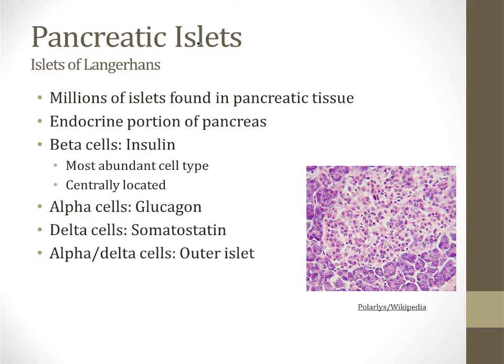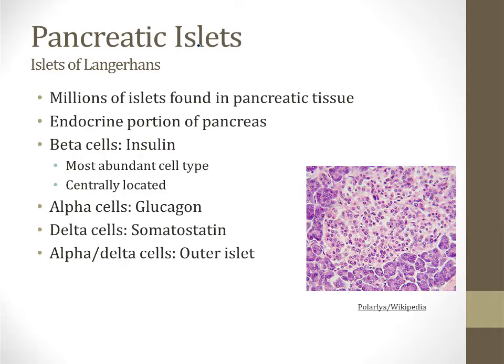Recall that the pancreas is really two organs in one. There is an exocrine part of the pancreas that makes secretions which aid in digestion in the intestines, and I talk about the exocrine pancreas in the GI modules. The endocrine portion of the pancreas has cells that secrete hormones like insulin and glucagon. That's what we're going to talk about now.